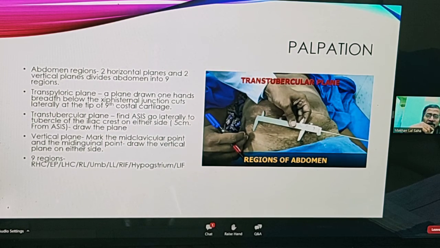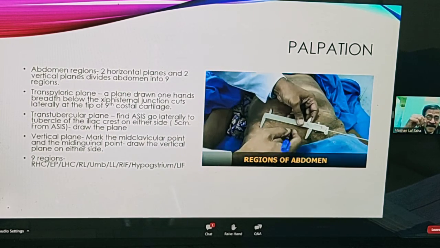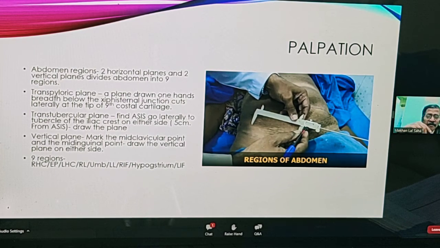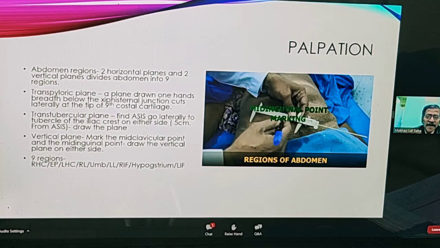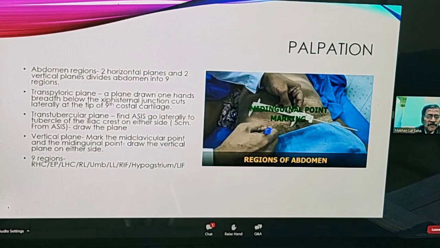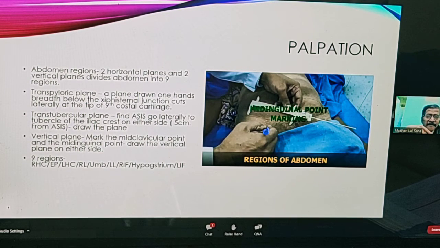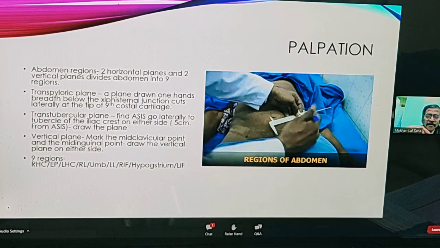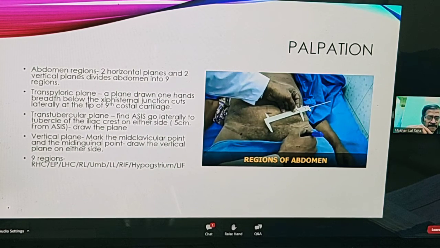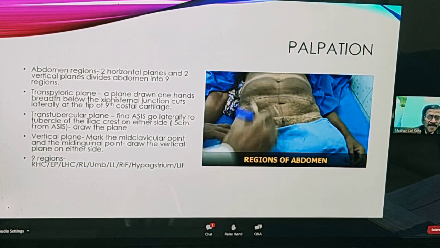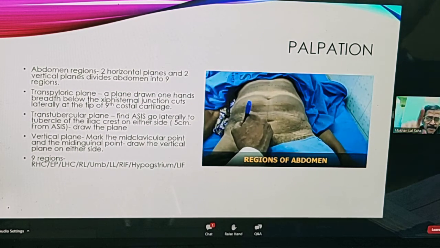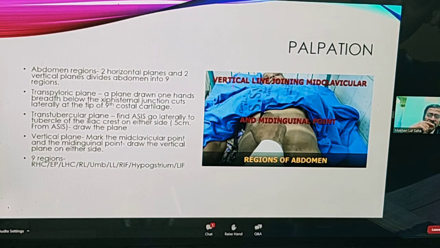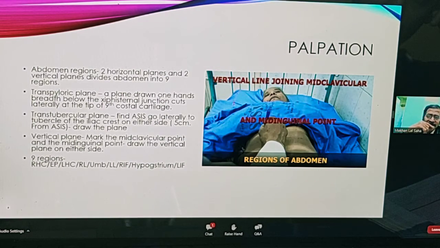Then you draw two vertical planes, finding the mid-inguinal point. The mid-inguinal point is the point between the anterior spine and the symphysis pubis. So put that point on the groin. Find the mid-inguinal point, midway between the anterior spine and symphysis pubis. And then draw a vertical plane from this point to go up and meet at the mid-clavicular point. So these are the two vertical planes we draw on either side.